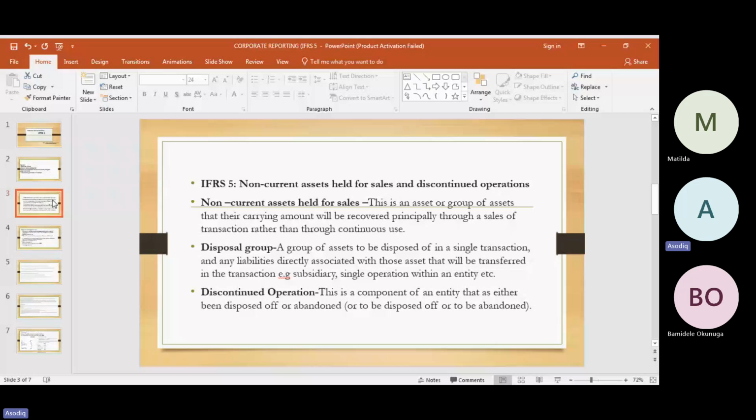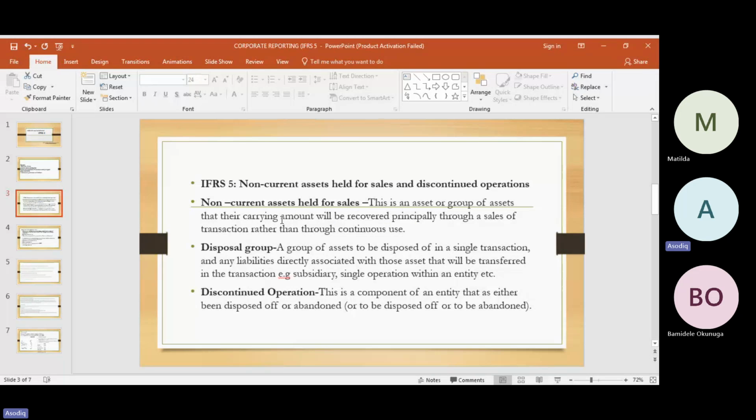This period of time we are talking about is a particular accounting year, at least from January or February. So that means that I'm going to separate it. If that particular asset will no longer be used for the sake of business, that is what non-current assets held for sales is. That means that this is your carrying amount.